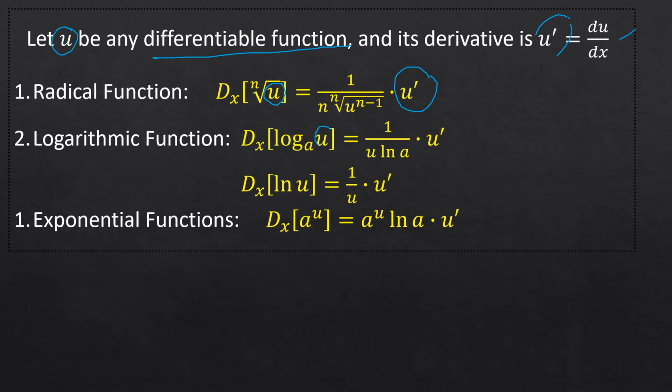Also, the logarithm of a number, tapos yung u na to is differentiable, get the derivative. And when this is ln of u, okay, take note that u and u prime are not the same. Okay, and u here is differentiable, so kukunin natin. So we have to multiply that to a^u ln of a times u prime. Now let's have an example.